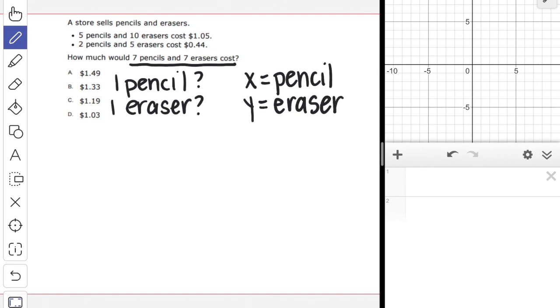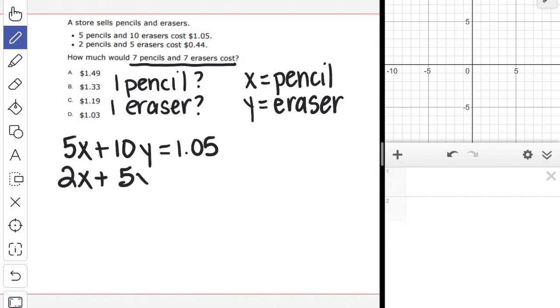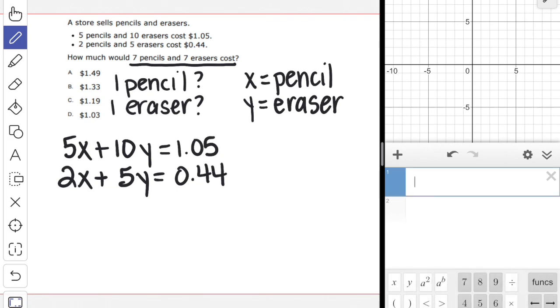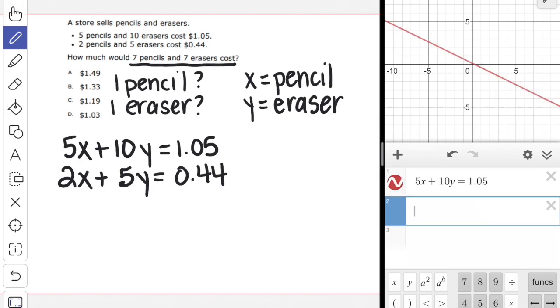Okay, so they tell us that 5 pencils plus 10 erasers is a total of 105. And then 2 pencils plus 5 erasers equals 44 cents. Now for this particular problem, I'm going to do this graphically. So I'm going to go to Desmos, and I'm going to put in 5x plus 10y equals 105. And then we have 2x plus 5y equals 0.44.